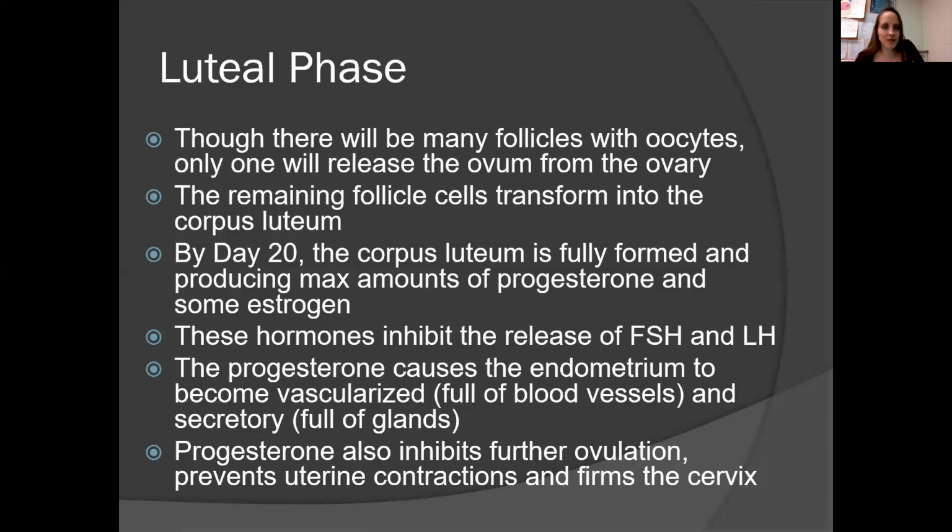The progesterone is also going to go to the uterus and cause the vascularization of the endometrium. And what that means is it causes the endometrium, that inner layer of the uterus, to grow thick and blood-filled. A nice, thick, juicy endometrium. The progesterone also inhibits uterine contractions so that the uterus doesn't shake off some of that nice, thick, juicy endometrium, and it makes sure that the cervix is nice and firm as well.